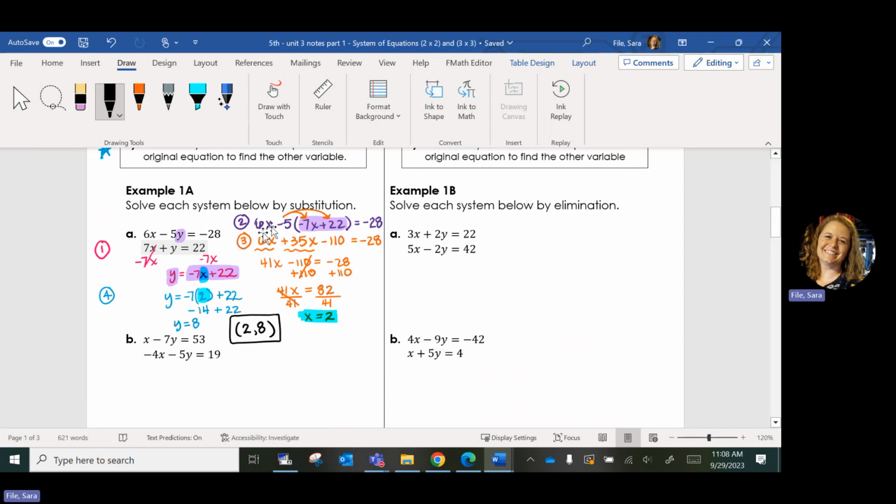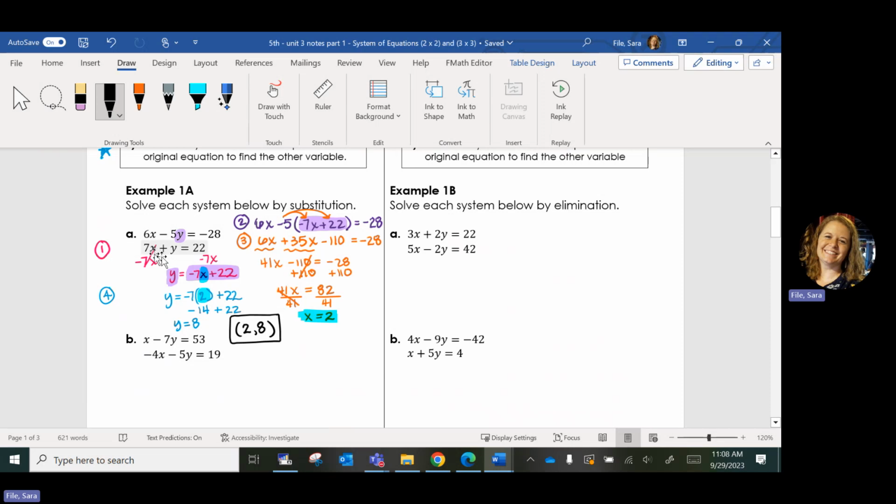Another way, if you're solving by substitution or elimination, either one, when you get your solution, you can always check by plugging it into the original equations up here. You'd plug 2 in for x and 8 in for y. So for instance, 6 times 2 would be 12, 5 times 8 would be 40, and 12 minus 40 is indeed negative 28. So it checks out. And you would have to do it for both. It has to make both equations true.